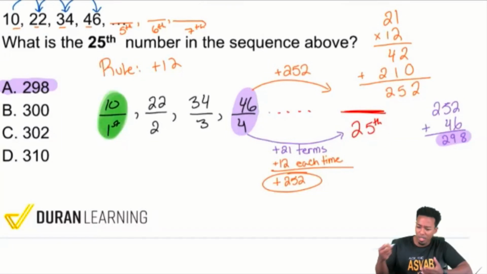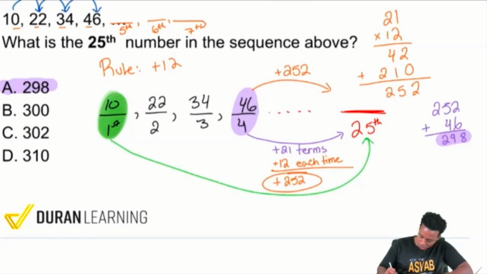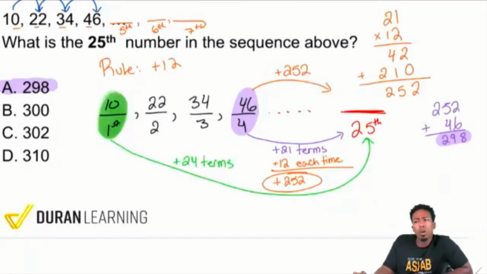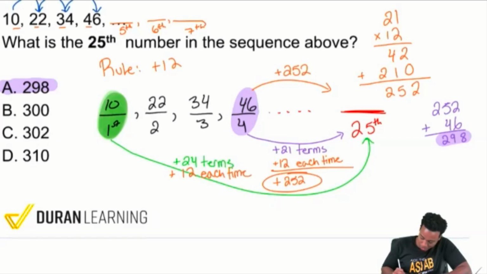Like, what if I'm really that hard-headed? Let's try it out. So here, how many terms am I jumping, everybody? From the 1st to the 25th. How many terms is that? If I wanted to go from there, I'm adding 24 terms. Again, from 1 to 25, that's plus 24. But what number are we adding every time? We're adding the 12 every time. So we're adding 12 each time.